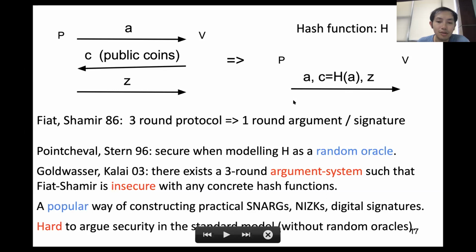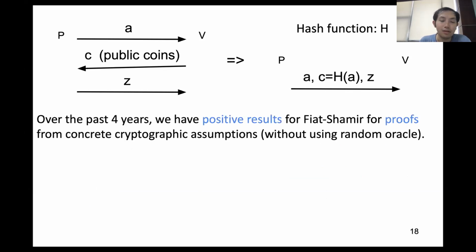And so still after many years, it's still a popular way of constructing practical SNARKs, meaning succinct non-interactive arguments, NIZKs and digital signatures. But it's hard to argue security in the standard model, where standard model means arguing security without random oracles. So it's only over the past 4 years that we have positive results for analyzing Fiat-Shamir for concrete cryptographic assumptions, meaning that we don't use random oracles.